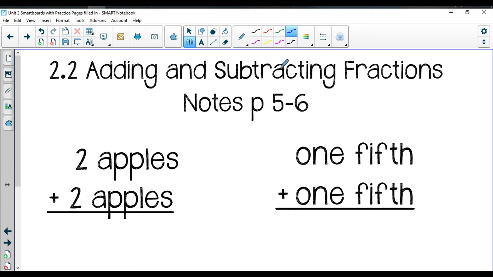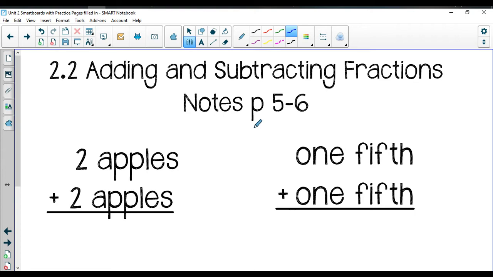Today's lesson is 2.2, adding and subtracting fractions notes, and we're in your notes packet, pages 5 and 6. I know this is a topic that a lot of people really struggle with, but we're going to approach it from a little different aspect to get us started and to make sure that you get an idea of what's going on.